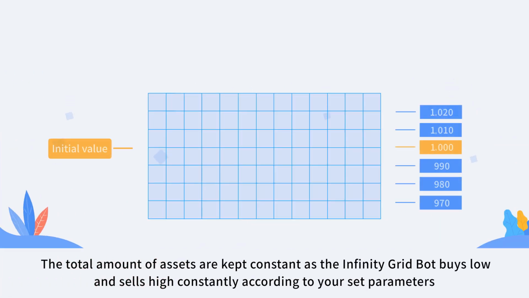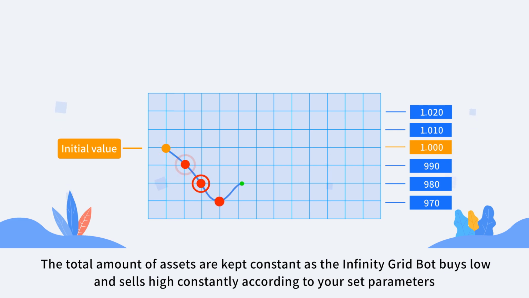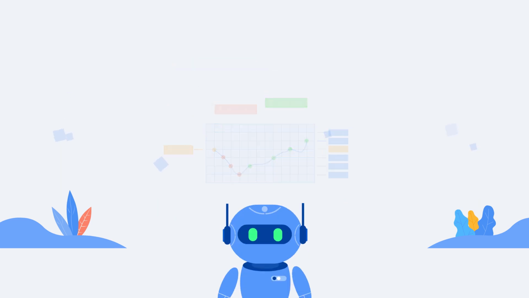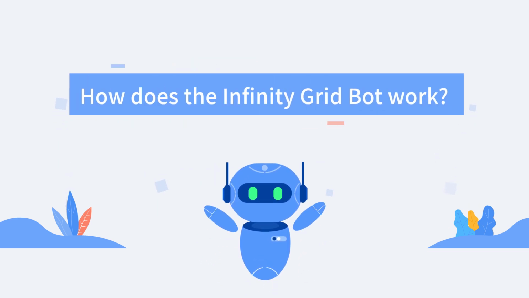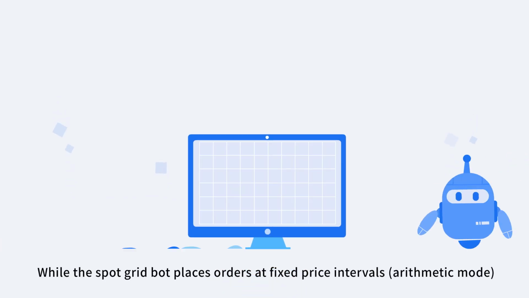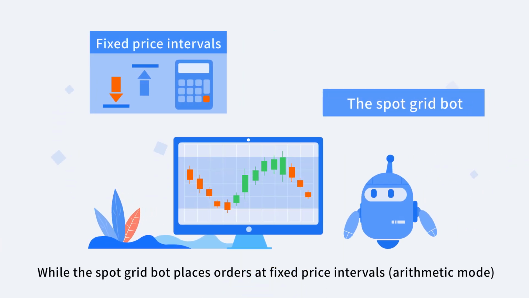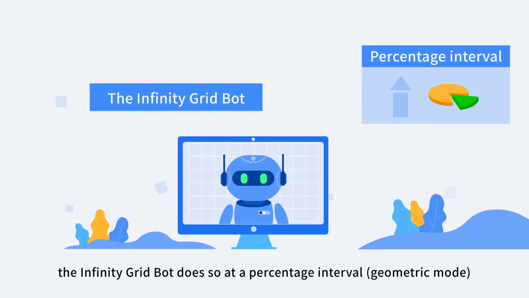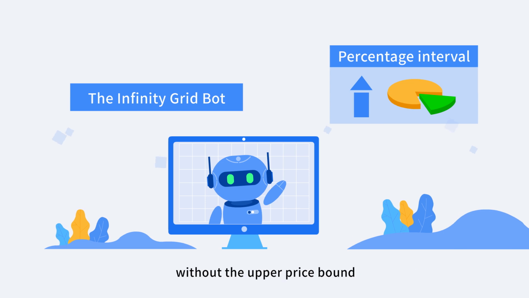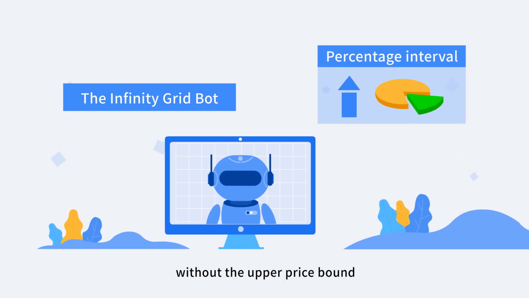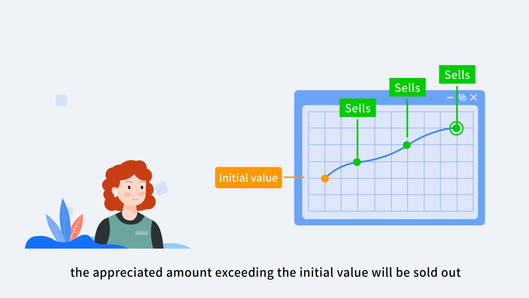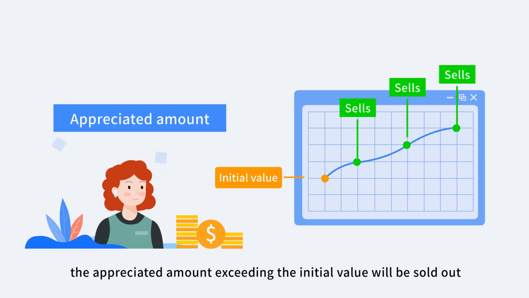The total amount of assets are kept constant as the Infinity Grid Bot buys low and sells high constantly according to your set parameters. How does the Infinity Grid Bot work? While the Spot Grid Bot places orders at fixed price intervals, arithmetic mode, the Infinity Grid Bot does so at a percentage interval, geometric mode, without the upper price bound. Whenever the Infinity Grid Bot sells high, the appreciated amount exceeding the initial value will be sold out.